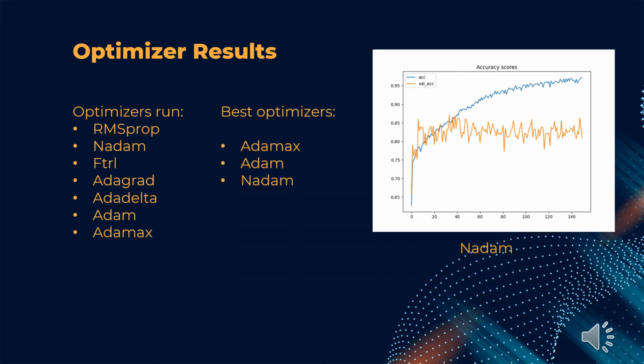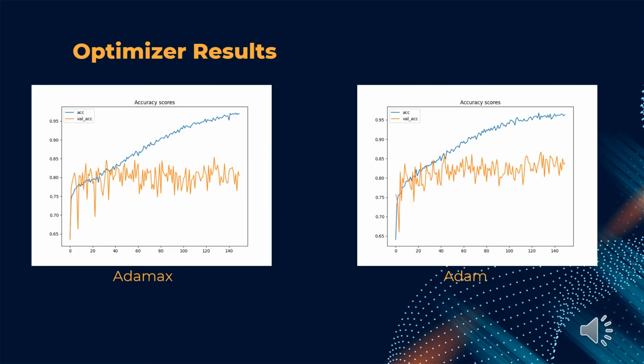And here is a list of optimizers we tried throughout this project. We found the best optimizers to be Adamax, Adam, and Nadam. And ultimately, we found the best optimizer to be Nadam. And here is the optimizer results between Adamax and Adam. I mean, there really isn't too much of a difference here, as you can see. However, after further research online and using other resources, the general consensus is that Adam is the optimizer to go with.